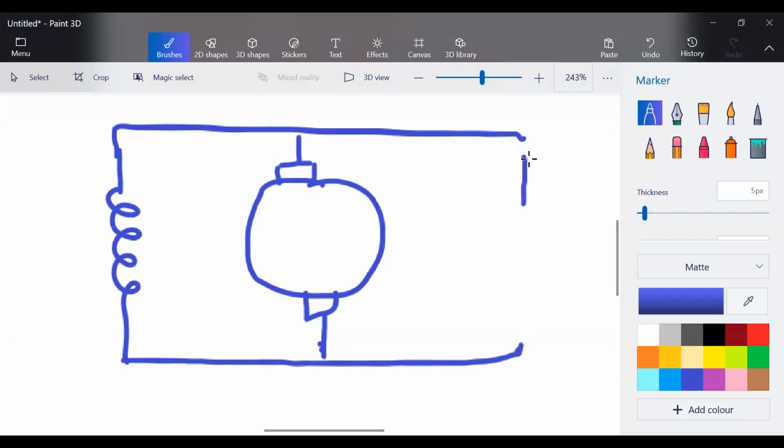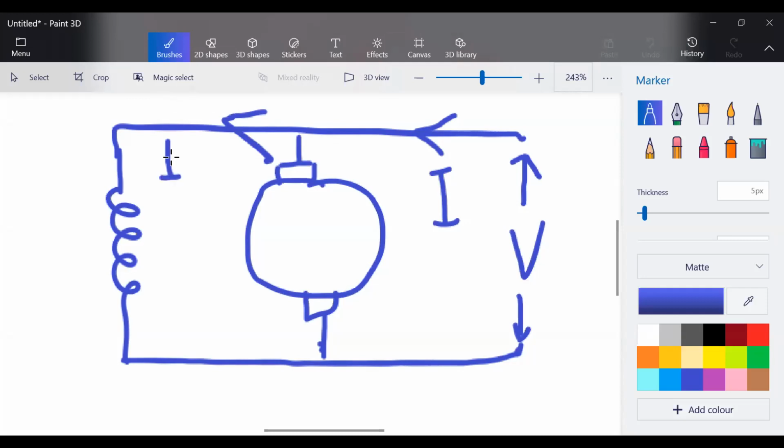The input voltage for this motor is V. The current taken by this motor is I, in some cases represented as IL, the load current. The shunt current is always fixed; that is ISH, the shunt current or field current, also called IF. This is the armature current direction, that means the machine takes armature current IA.